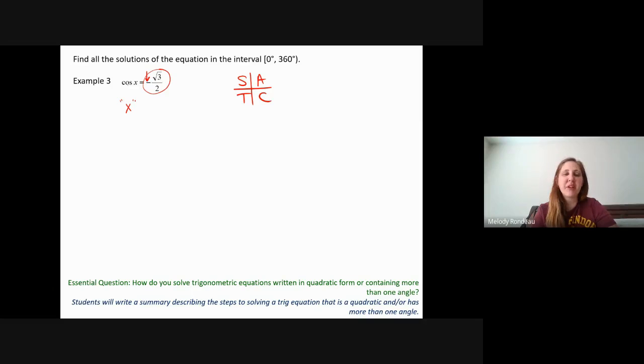All right, guys, what do we think? Which quadrant or quadrants will cosine be negative?